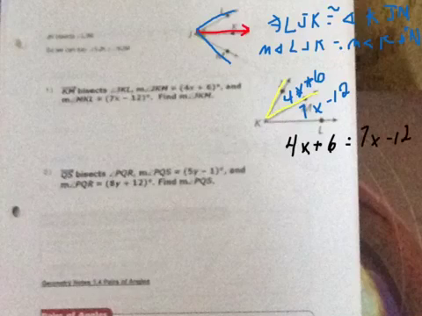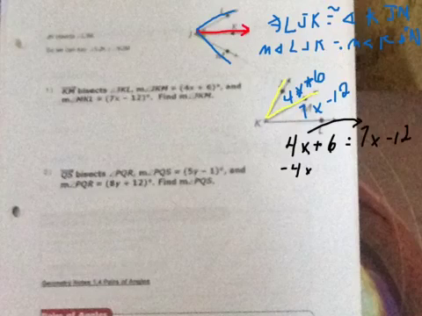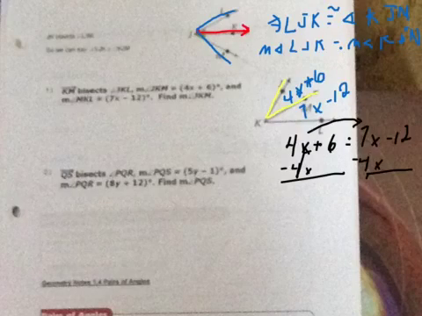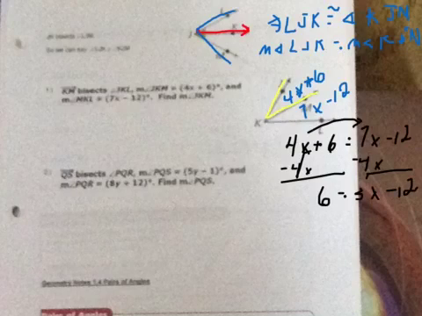Remember, we want to get all the x's on one side, and we always move them to the side where there are more of them. So I'm going to move these 4x over to the other side. Remember, it's a plus 4x, so we do the opposite. We subtract 4x. Okay? And so that leaves us with 6 is equal to 3x minus 12.